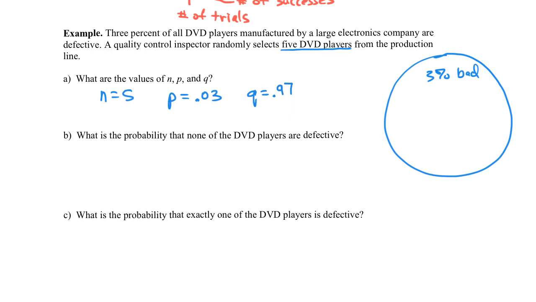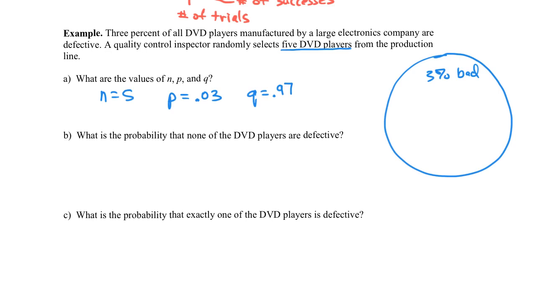Now, what I was talking about before is that some people will reverse these, and that's okay, it doesn't matter. As long as we're consistent all the way through, we're going to get the same answers. But I'm always going to think of it like this. The thing that we're wondering about, like none of them are defective, or exactly one of them is defective, these are the things we're looking for. So I'm going to count those things as the success. If we find one, I'm going to call that success. So if 3% of them are bad, I'm going to say P equals 0.03.